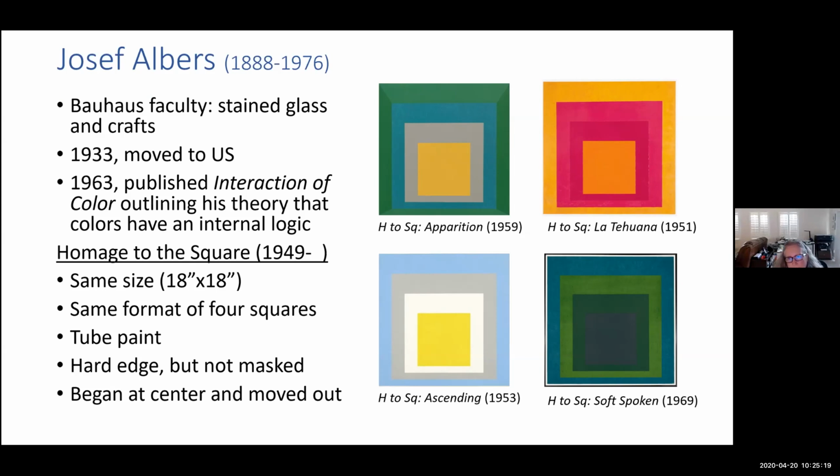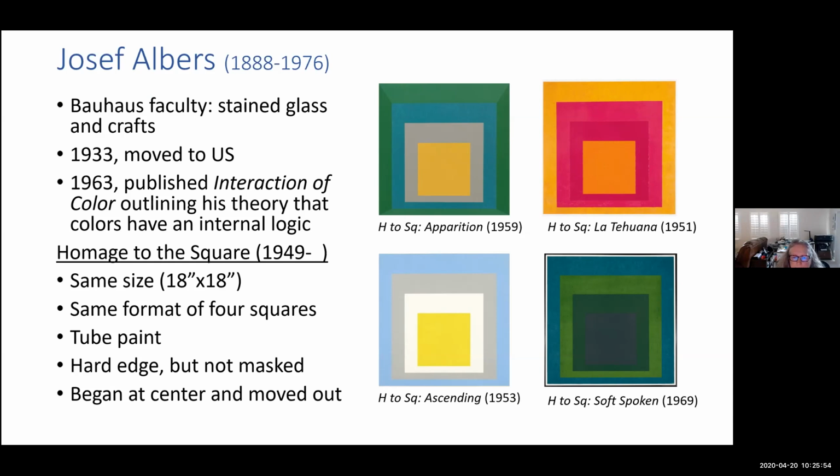And you can see on the right here, we have four examples, and he painted these over and over again in the same format. These are all part of his Homage to the Square series, which he began in 1949 and continued until his death. They're all the same size. They're 18 by 18 inches. They all use the same four squares. They're all hard edge. You can see the different planes of color that meet each other in this hard edge again.